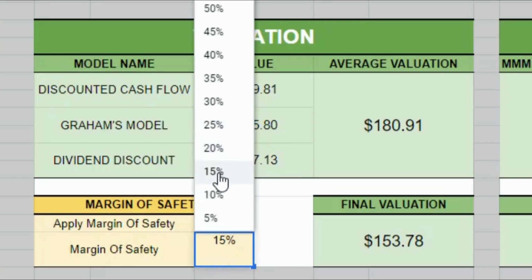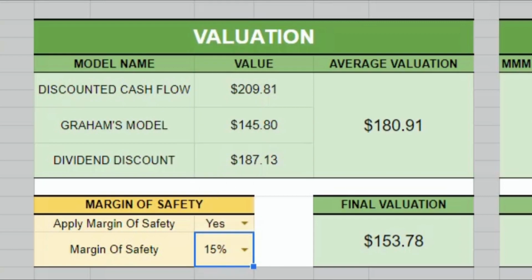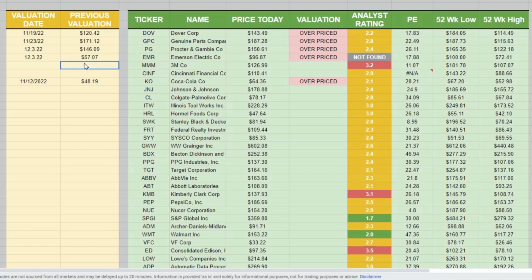I'll evaluate them anywhere from 15 to 25%. I feel 15% and lower is maybe for a longer-term investing horizon, 20 to 25 years plus. Anything 20% margin of safety and higher is maybe a mid-range investing time horizon. But for the purposes of my watch list, I'm doing a 15% margin of safety. So we're going to do $153.78. I'll bring that over to my watch list, $153.78, evaluated 12/3/22.